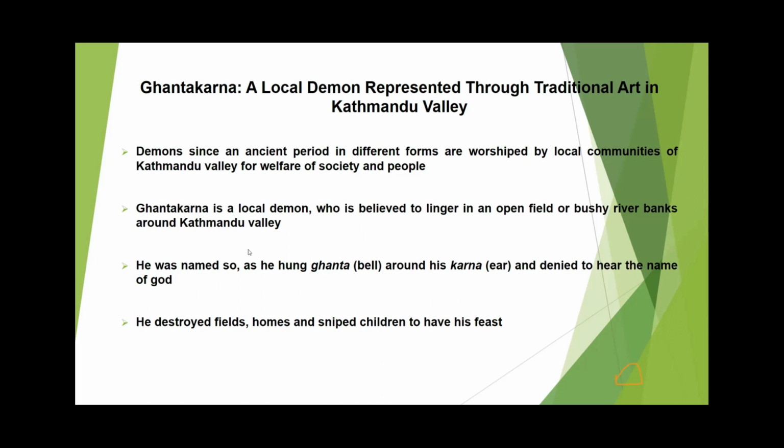Since the ancient period, demons in different forms have been worshipped by local communities of Kathmandu Valley for the welfare of society and people. Ghantakarna is believed to be a local demon who lingers in open fields or bushy river banks around Kathmandu Valley. So why was he named Ghantakarna? He was named Ghantakarna because he used to hang a bell around his ear, and he refused to hear the name of God.